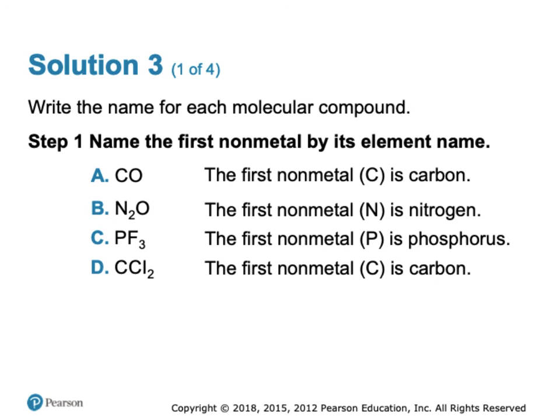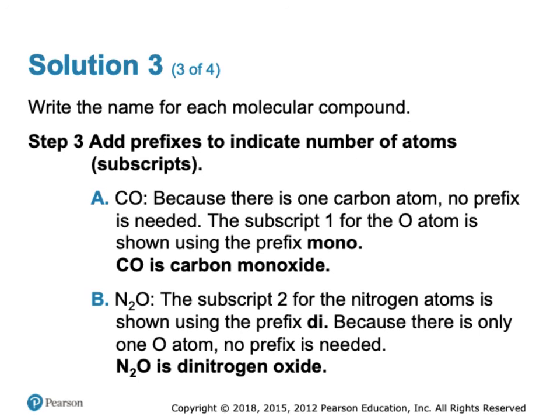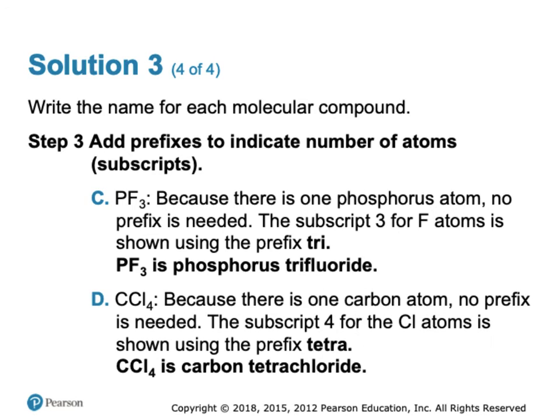So this is just going to step us through the process. The first element is the nonmetal. The second nonmetal that we have, we are going to use the first syllable and change the ending to "ide." And then we have to add the prefixes again, so it's carbon monoxide is the exception, dinitrogen oxide, phosphorus trifluoride, and then finally carbon tetrachloride.